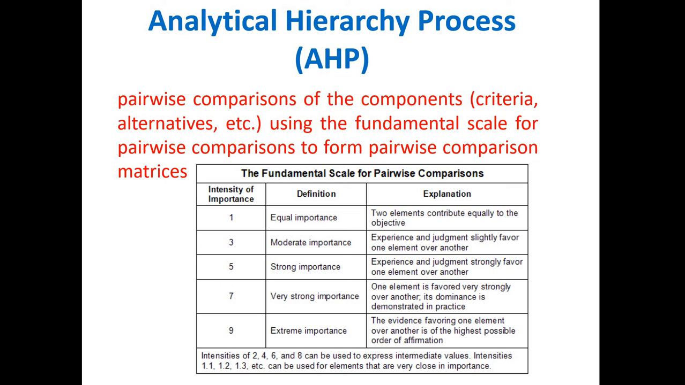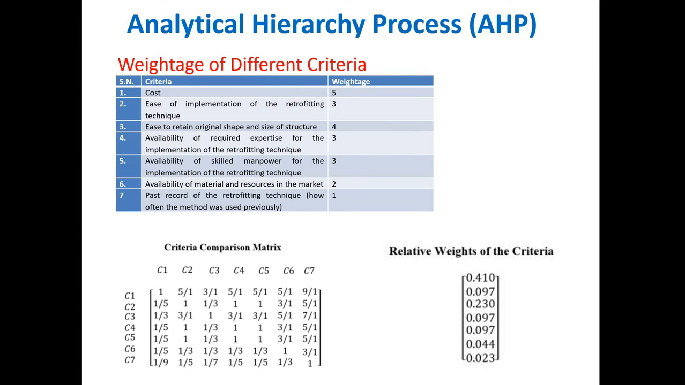The second step of AHP is to carry out the pairwise comparisons of the criteria and alternatives, using the fundamental scale for pairwise comparisons as shown to form the pairwise comparison matrices. First, the group of engineers assigned different weightage to the criteria. Now the weightage of the criteria were compared in pairs using the fundamental scale for pairwise comparisons to form the criteria comparison matrix, which is shown in the slide.